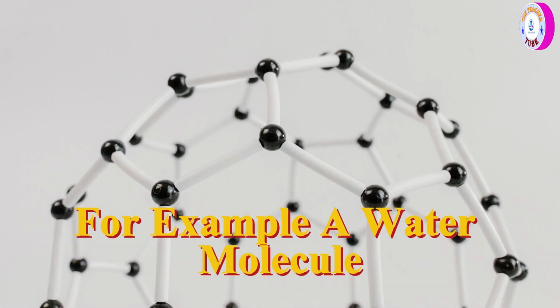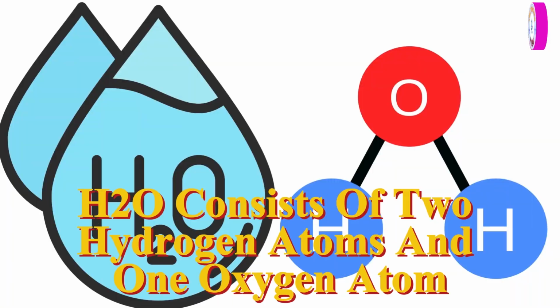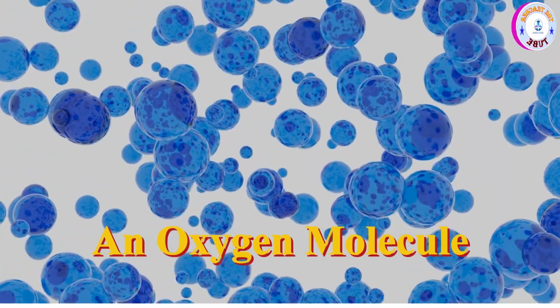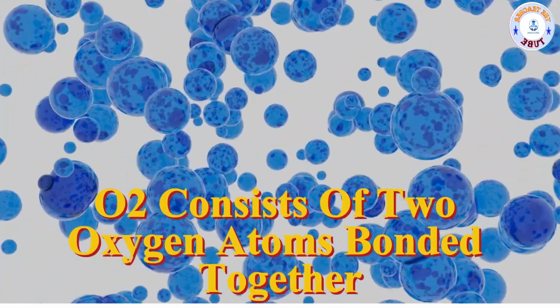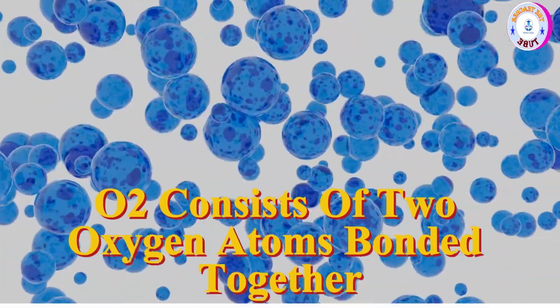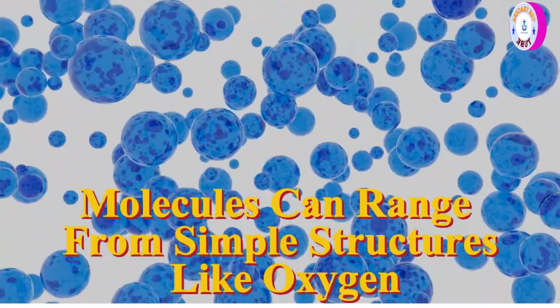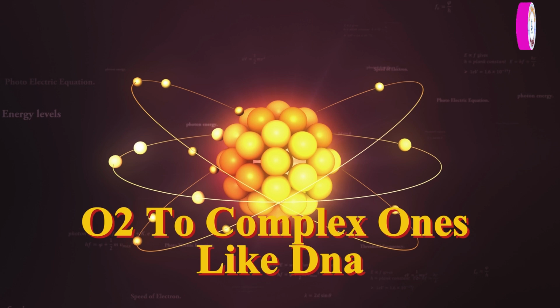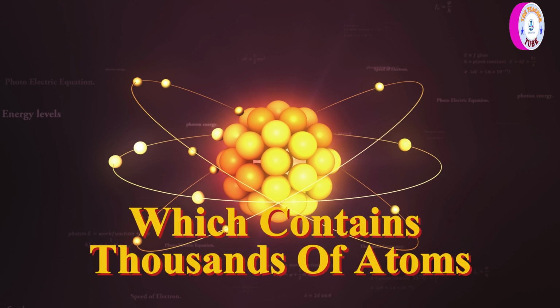For example, a water molecule, H2O, consists of two hydrogen atoms and one oxygen atom. An oxygen molecule, O2, consists of two oxygen atoms bonded together. Molecules can range from simple structures like oxygen, O2, to complex ones like DNA, which contains thousands of atoms.